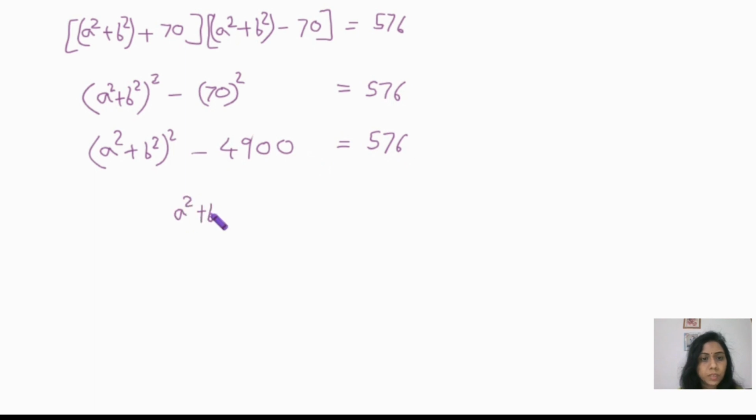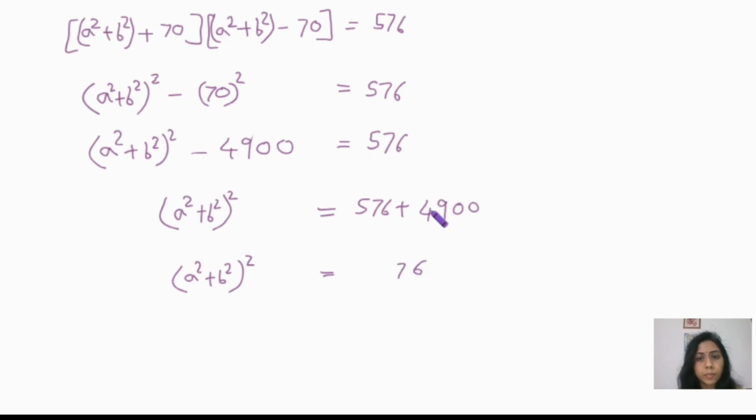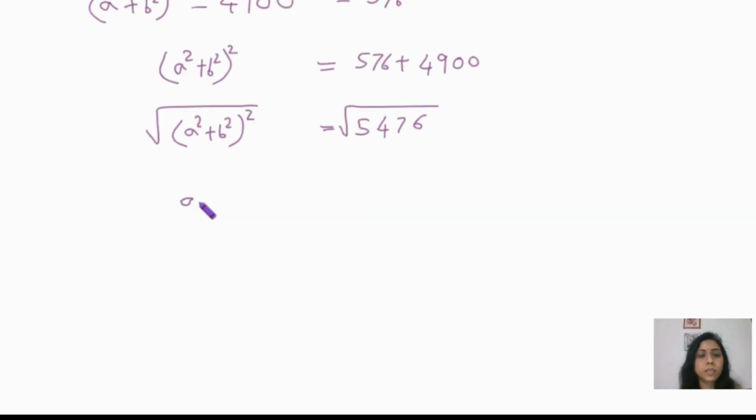So (a square plus b square) whole square equals 576 plus 4900. Adding: 6 plus 0 is 6, 7 plus 0 is 7, 5 plus 4 is 9, and 4 plus 1 is 5. So a square plus b square is plus minus 74. This is the third equation.